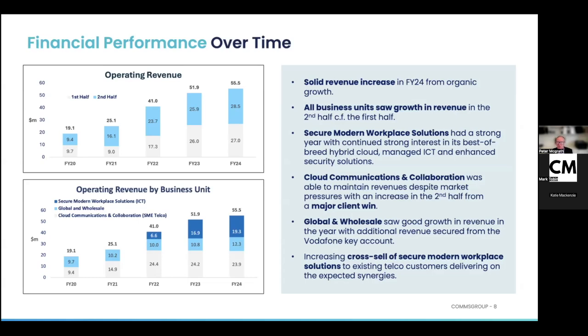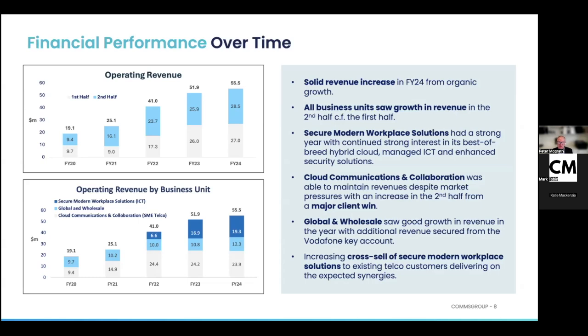Our secure modern workplace solutions business, which operates predominantly in Queensland and Sydney, and also now with resources in Melbourne, had a particularly strong year. And we're seeing strong interest in our best-of-breed hybrid cloud and managed ICT and our enhanced security solutions. We have a modern workplace solutions offering for corporate customers, which covers all the key requirements that they need, and is particularly strong in the security area.